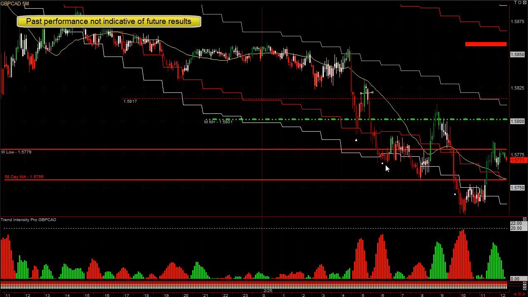Pretty decent place to get out. You might have also even sold this next pullback here. It did go up with pretty decent strength, so you'd be really careful here. But once it started to fall like a rock, just hang with it.